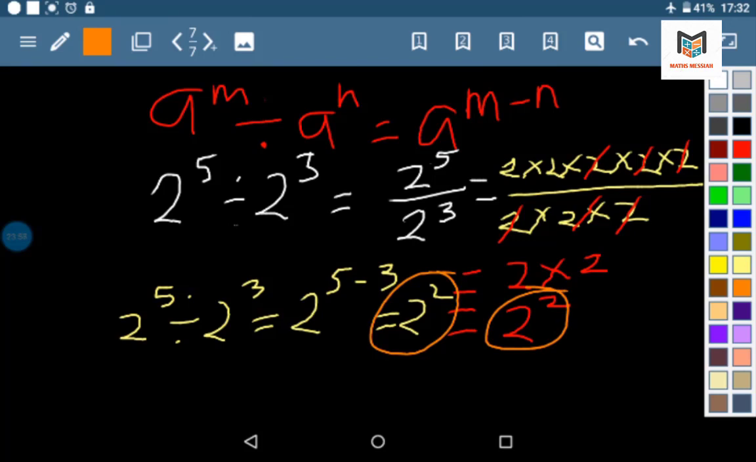So these are the proofs in math methods.